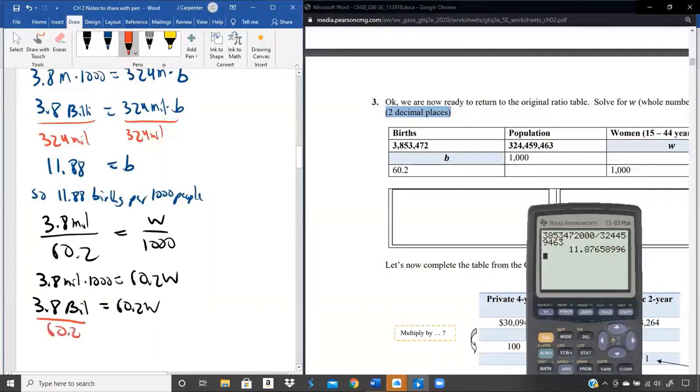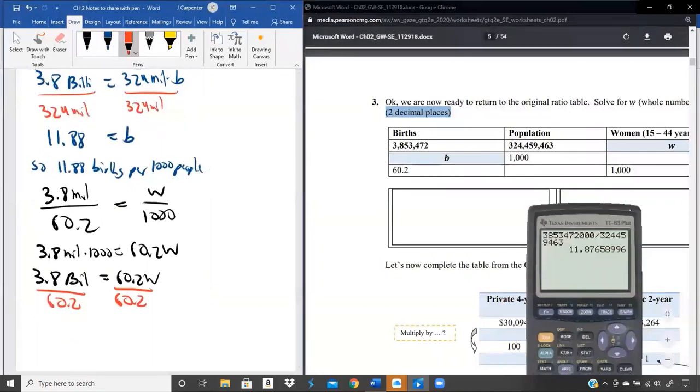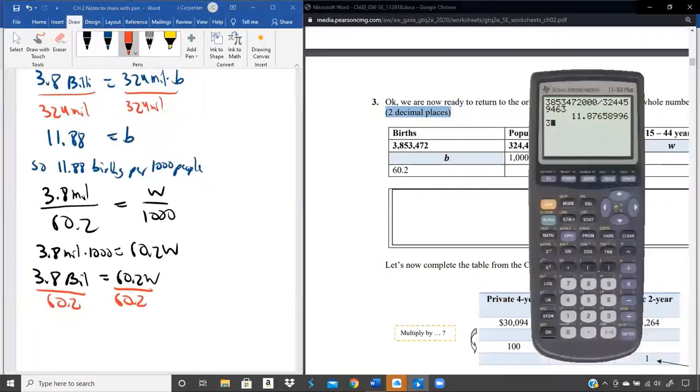Divide both sides by 60.2. If you can't do this very simple algebra, you have got to practice it 1,000 times before you can. And then do the calculation. So the 3, 8, 5, 3, 4, 7, 2, and then there were the 3 more zeros from multiplying it by 1,000. And we're dividing it by 60.2. And we get 6,401,162.79. Now they said to round it to the nearest 2 decimal places, so that says that W is equal to 6. Wrong color.